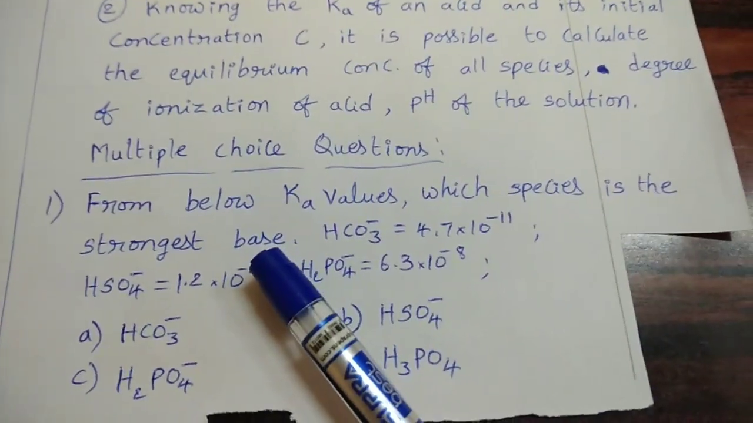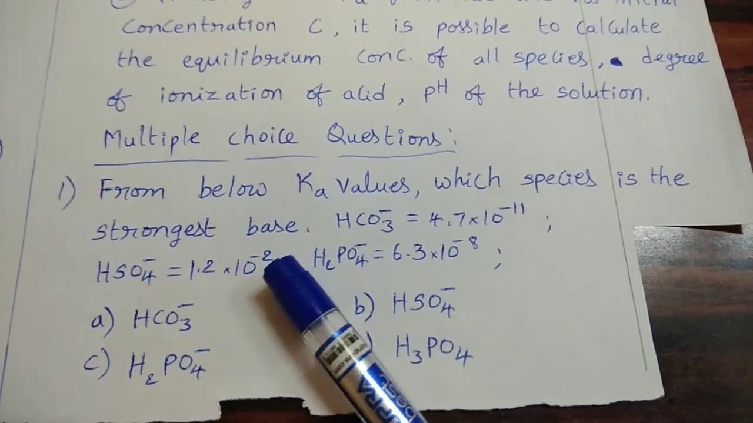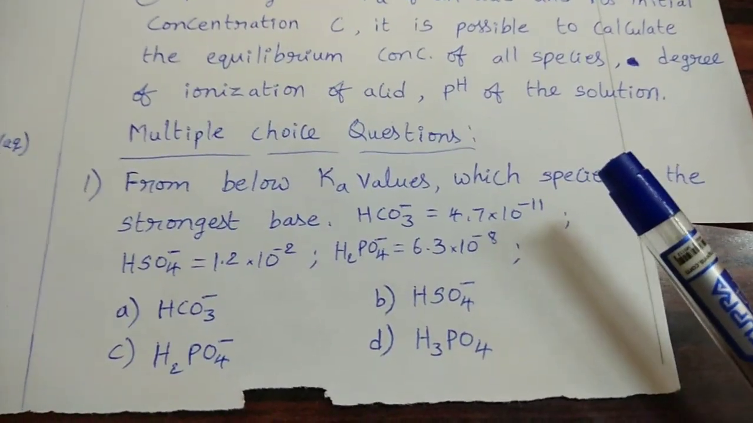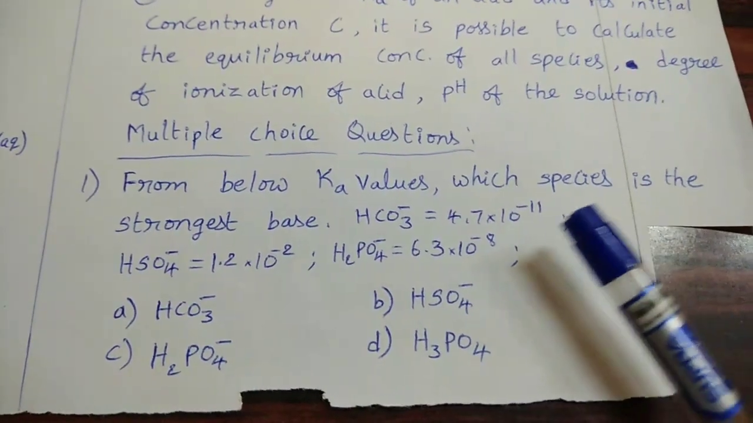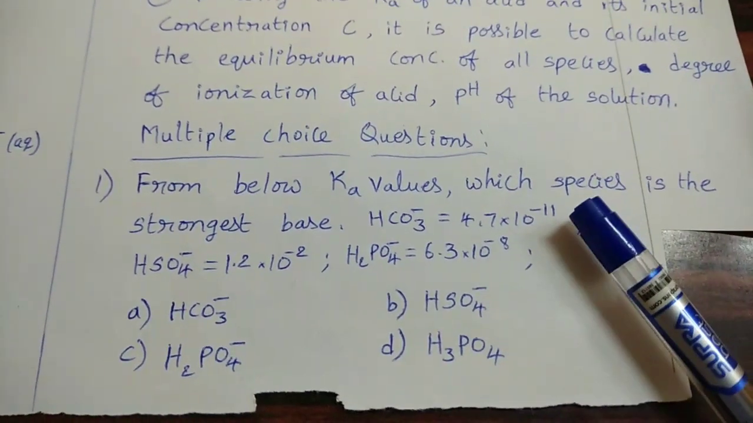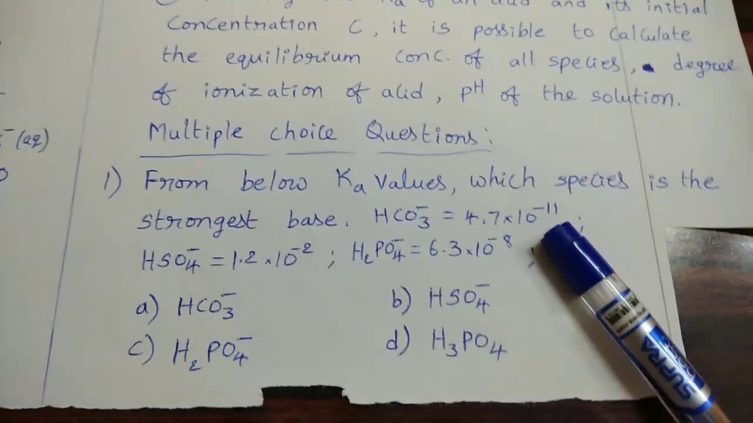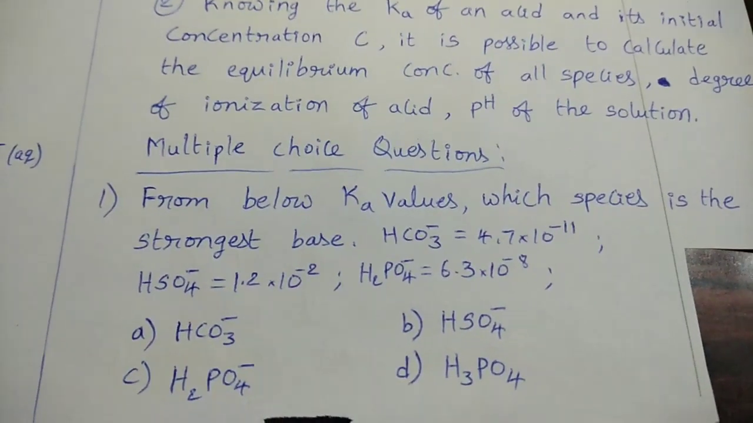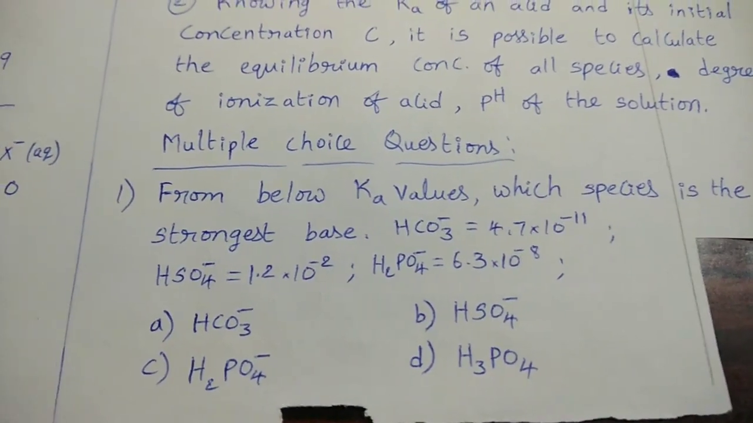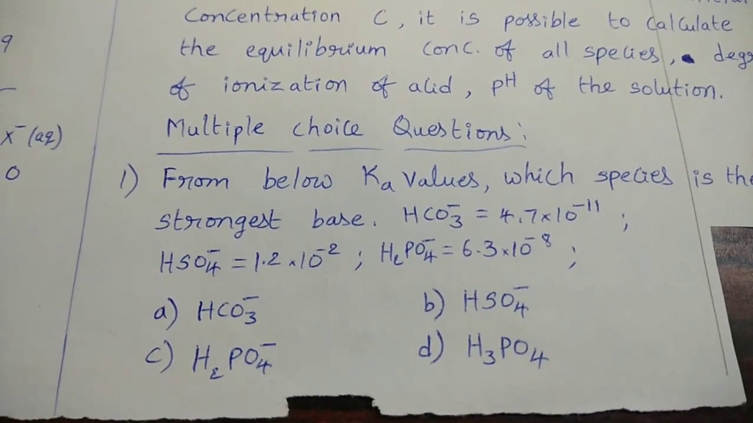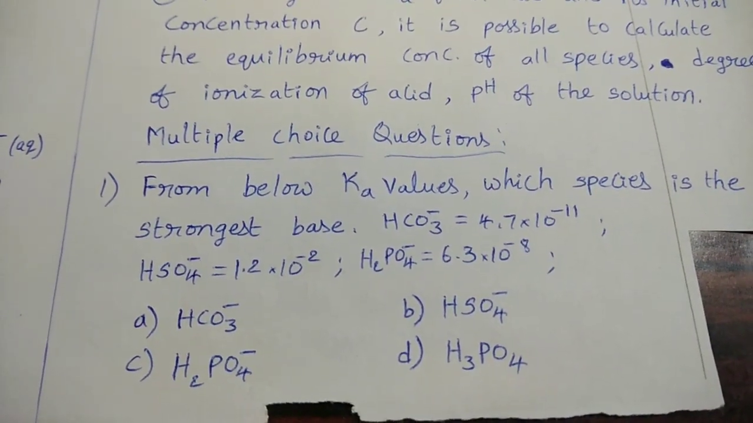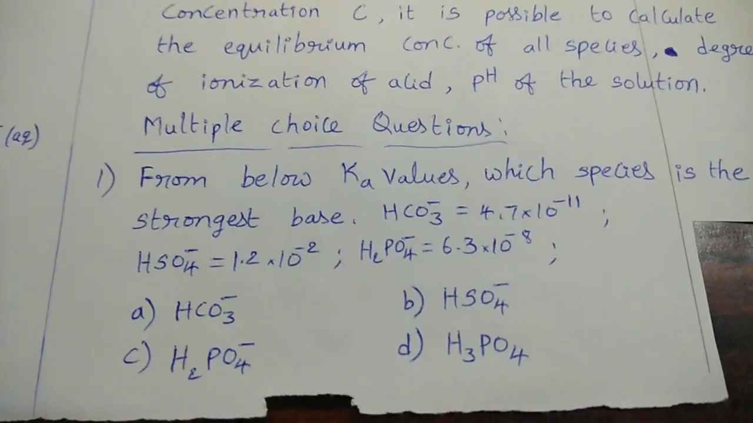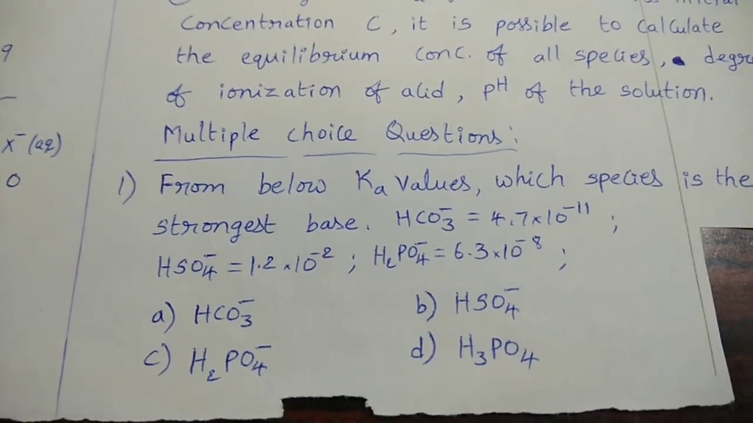Here, strongest base we want, that means Ka value is less, that particular species has less acidic nature and basic character is more. So from these three values, which one is the least value? This one, 4.7 into 10 power minus 11. HCO3 minus has the least Ka value. That's why its acidic character is less. So it is the strongest base. It has more basic character. So from these three values, HCO3 minus is the strongest base. Option A is the answer.